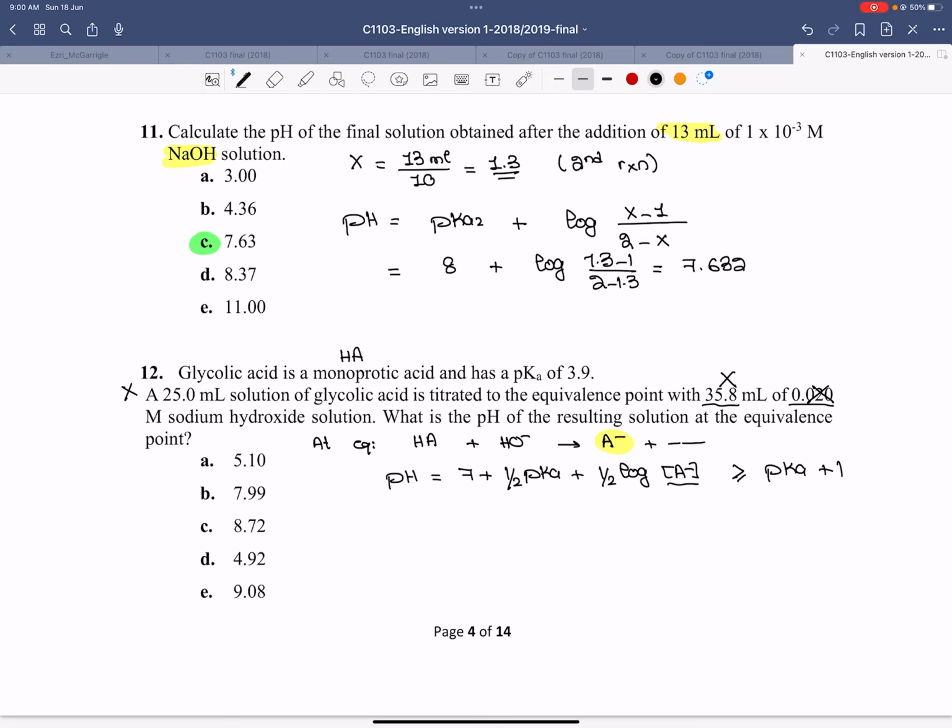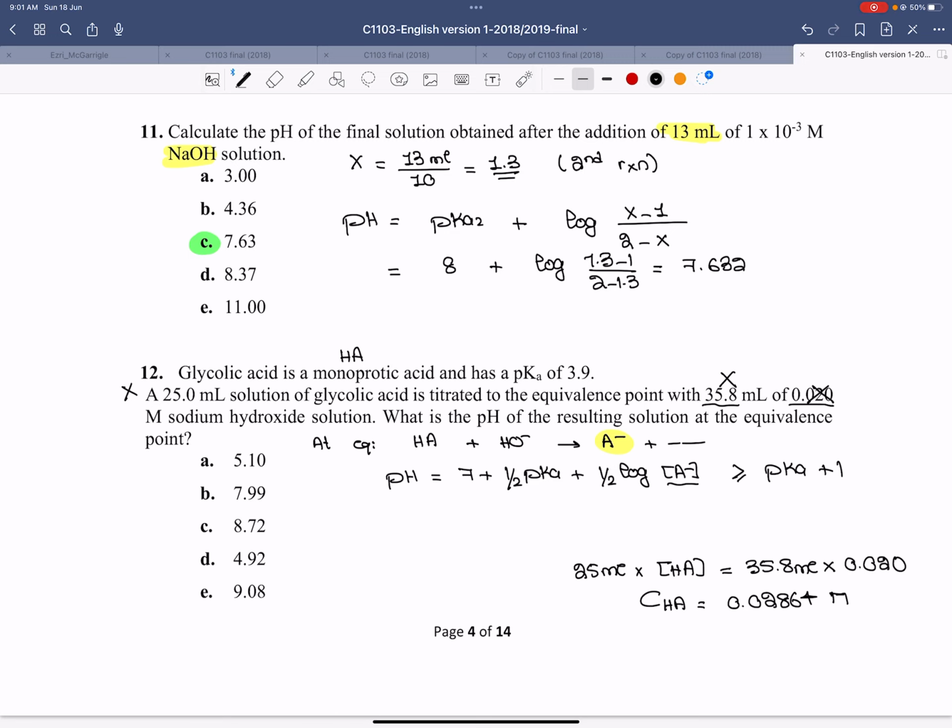The volume of the solution that I have of HA, which is 25 ml, times its concentration, CHA, has to be equal to the equivalence volume taken, 35.8 ml, times the concentration of the base that I use, which is 0.020 mole per liter. Then the concentration of HA is equal to 0.02864 mole per liter. This is the initial concentration of HA.